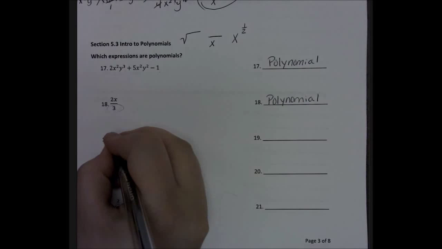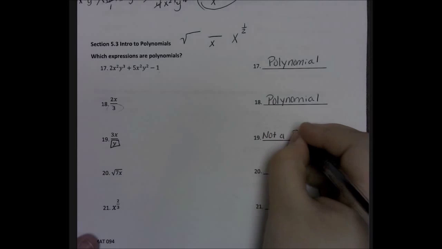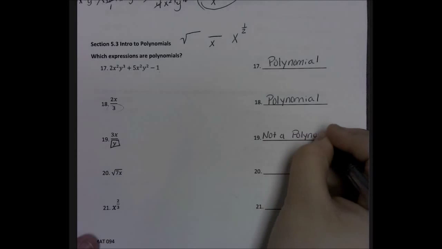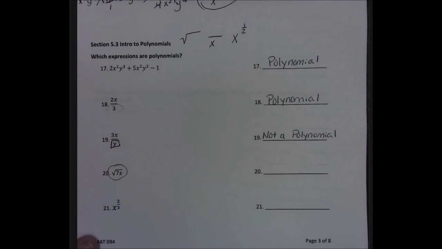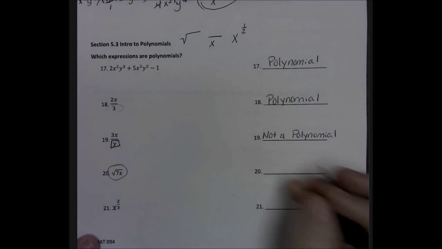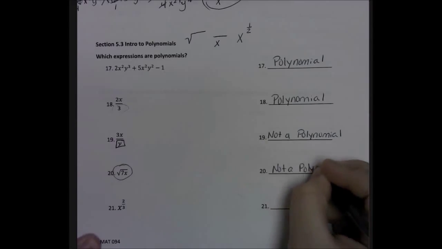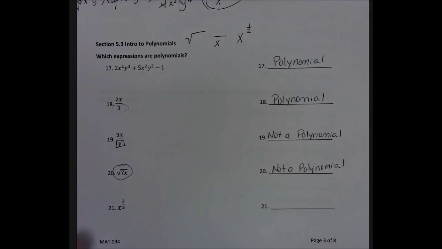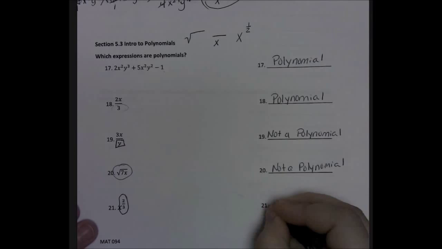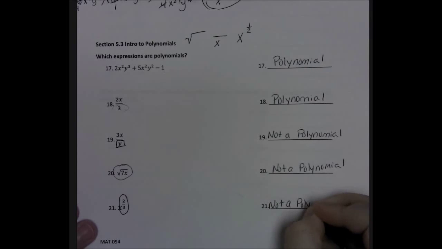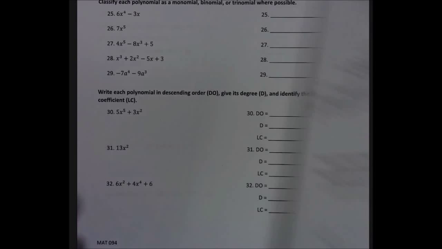But number 19 is not a polynomial because of that variable in the denominator. Number 20 is not a polynomial because of that square root, that root in the expression, so we would write not a polynomial. And then number 21 is not a polynomial because it has a fraction in the exponent. That concludes page 3 of the study guide.